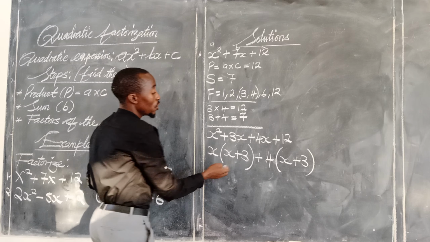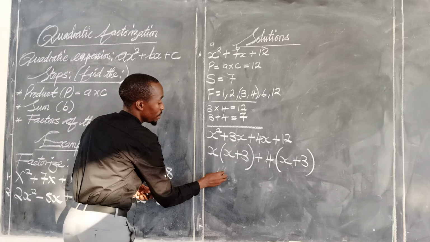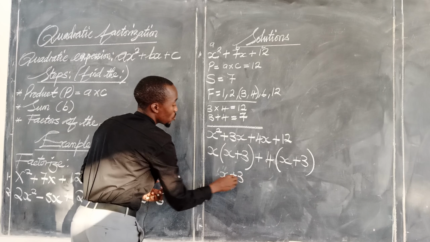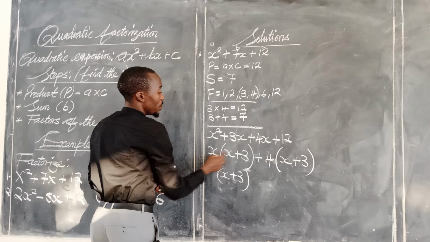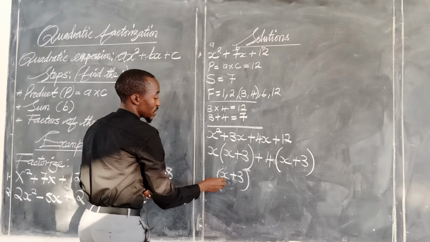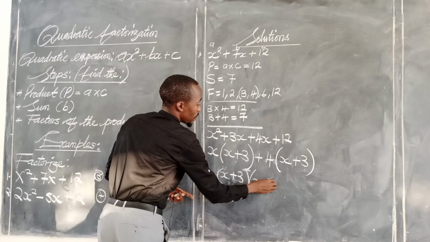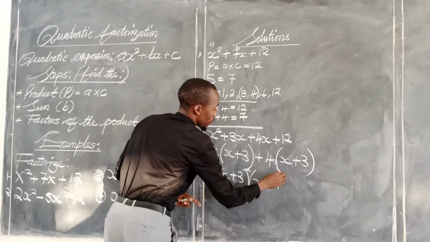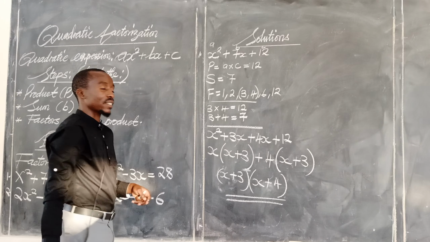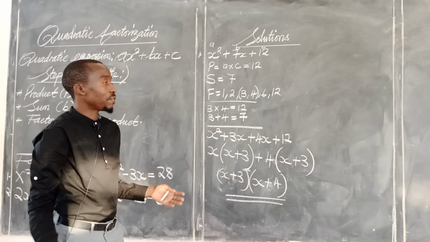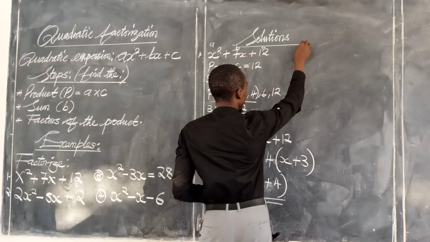From there we pick x plus 3, since they are the same, so just pick one, and then you pick what is outside the brackets, which is x plus 4. We have our answer like that. We have factorized. Let us go and look at number 2.